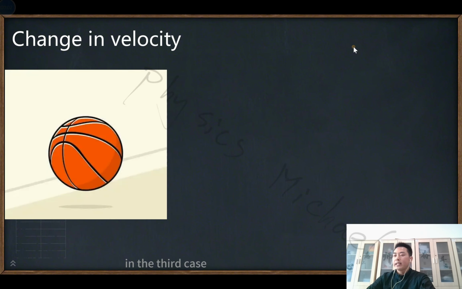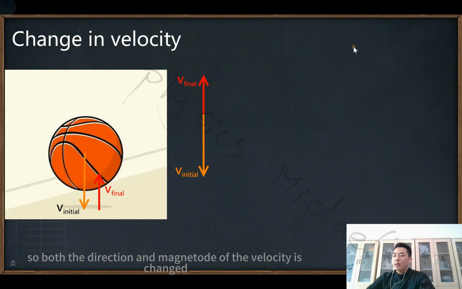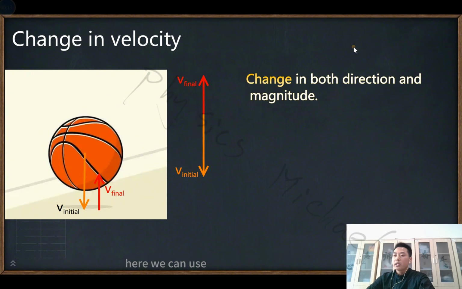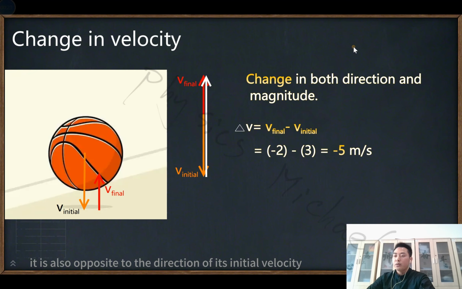In the third case, a basketball bounces back on the floor and changes its velocity to the opposite direction with a lower speed. So both the direction and magnitude of the velocity are changed. Here we can use negative 2 minus 3 to find its change in velocity, and it is negative 5 meters per second. It is also opposite to the direction of its initial velocity.